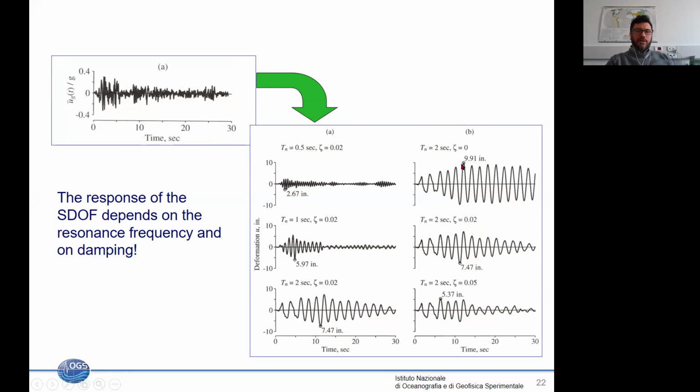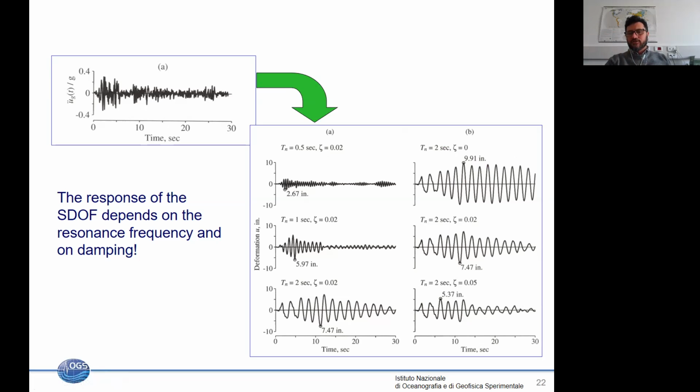In this right panel, I show you another example. Here we have the same period, so I'm not changing the period, but I just change the damping of the oscillator. So the period is always 2 seconds. What you see is that when the damping is 0, that means nearly no damping, the oscillation is very large and is continuing over time.